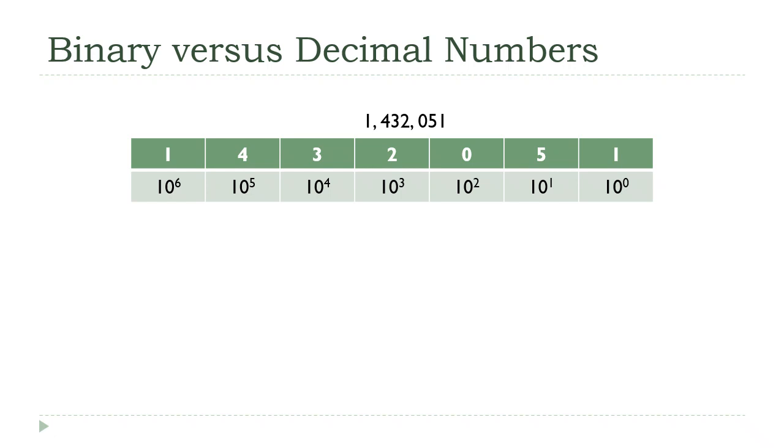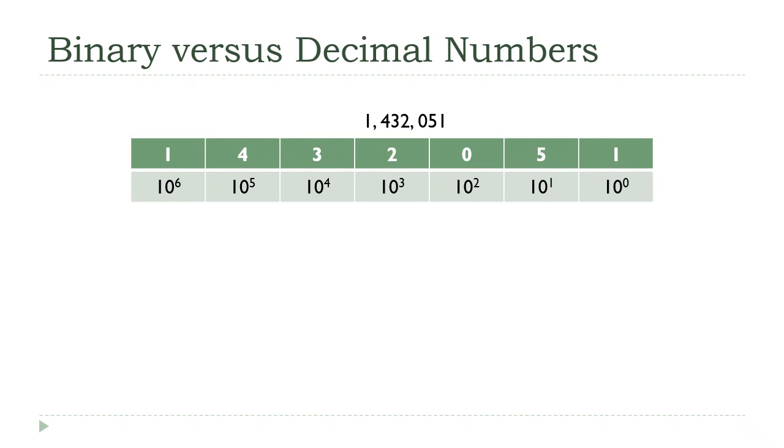Before we dig into binary numbers, I want to take a look at decimal numbers. Right? When we see a number like 1,432,051, what does that mean? Well, the decimal system is what's called a positional system. What that means is that the position of an individual digit, like the 3 in my number here, within the bigger number tells you something about how much it represents.